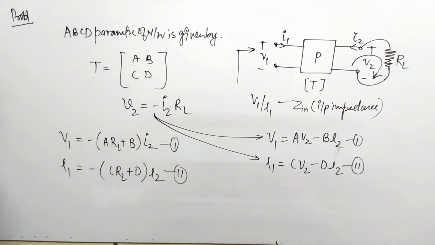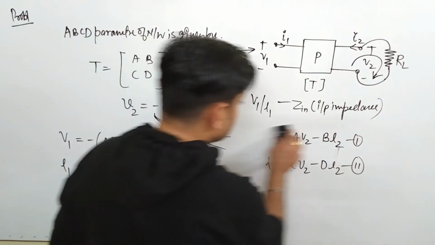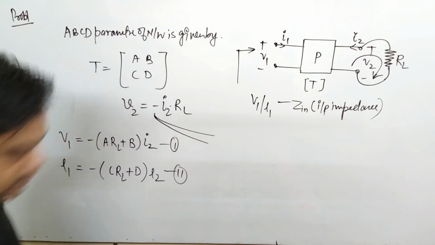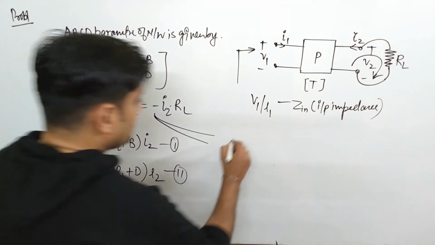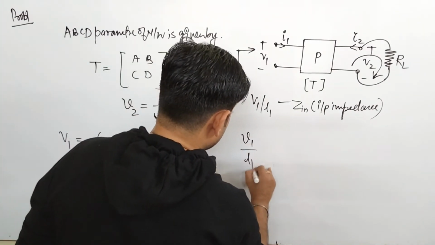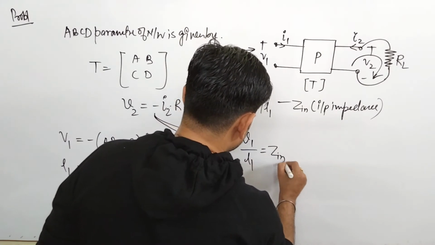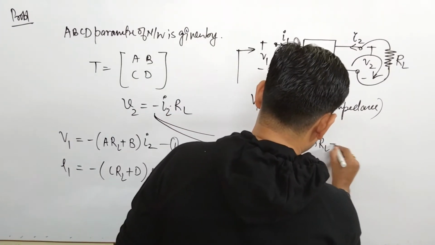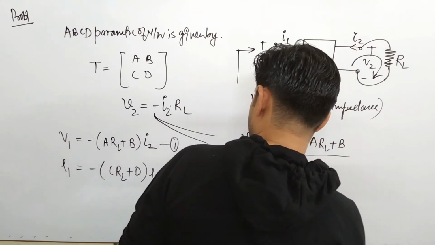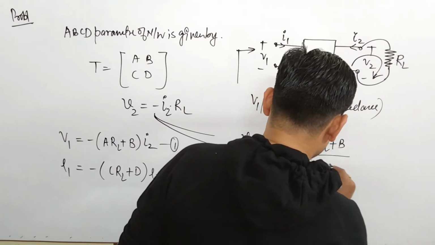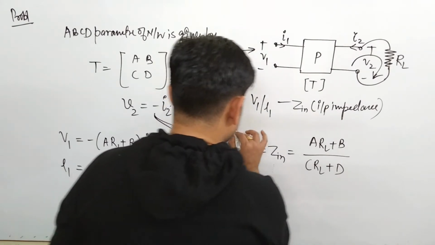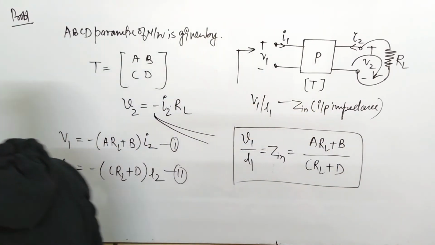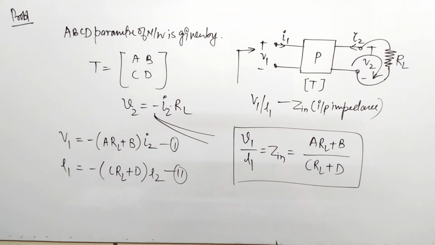Now if you divide both the equations, what will come? This comes to be V1 by I1, that is your impedance, that is your Z in, which is ARL plus B upon CRL plus D. So this is your input impedance. This was a good question asked in GATE.